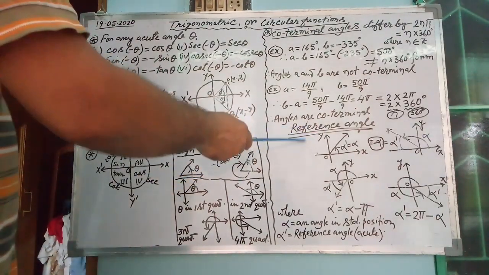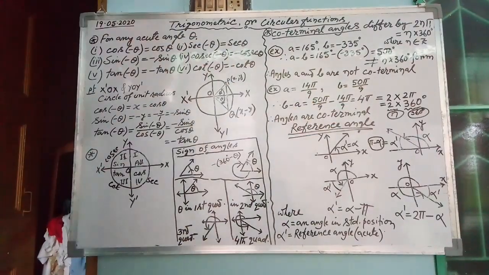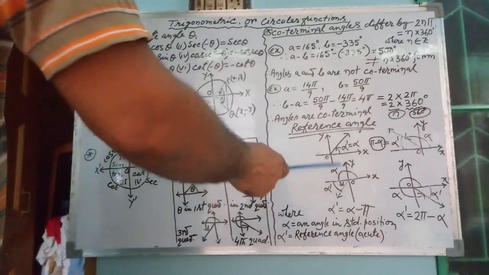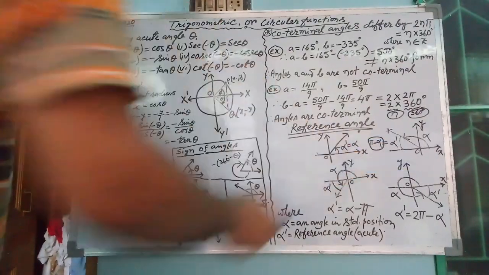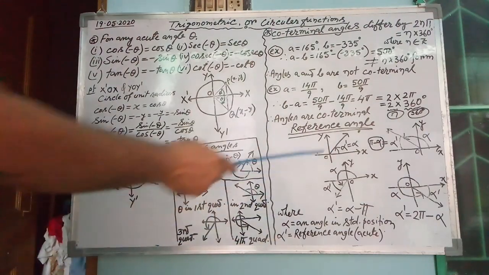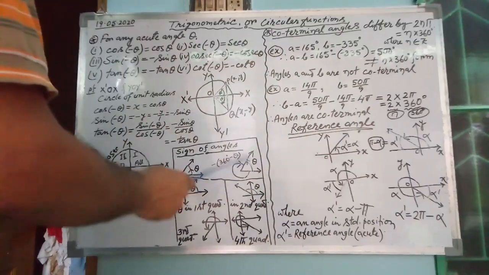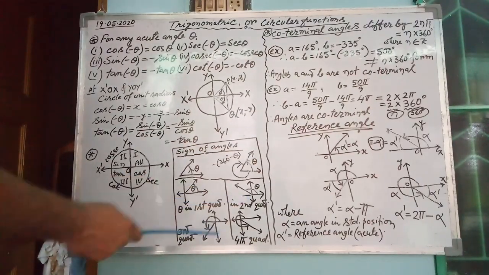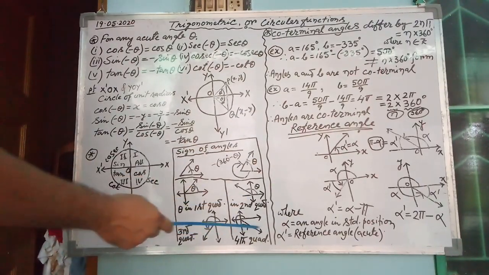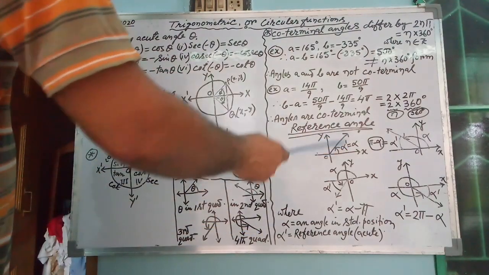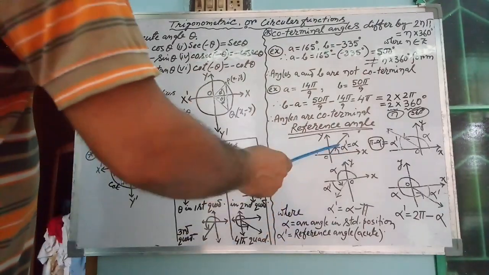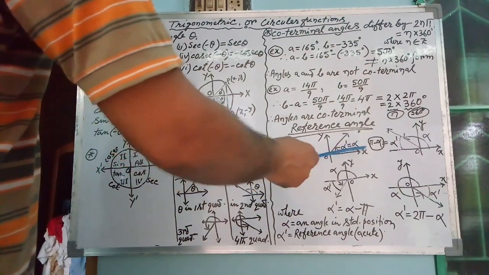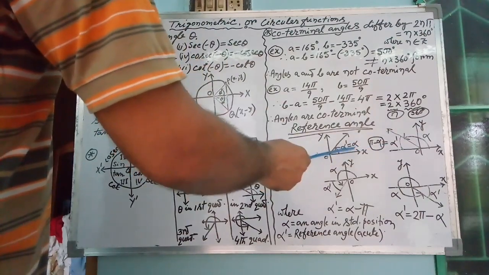Reference angle. What is a reference angle? We have drawn 4 figures. We have discussed there are angles in the first quadrant, angle in the second quadrant, angle in the third quadrant, and angle in the fourth quadrant. Suppose when the angle lies in the first quadrant, we have taken alpha dash equal to alpha. What is alpha dash? I am telling you in the next figure. Alpha dash equals alpha.